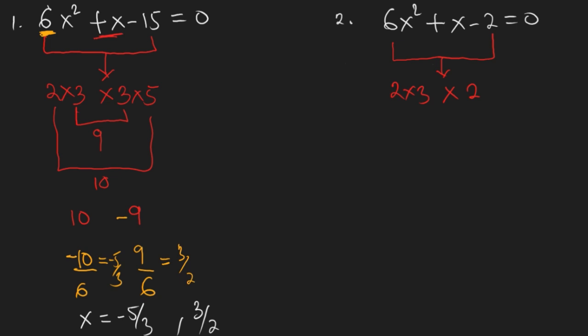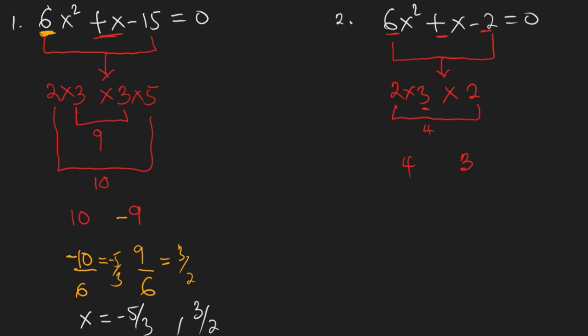Okay. So now if I multiply this, I get 6. 2 times 3 is 6. 6 times 2 gives me 12. So which two numbers can I multiply such that when I multiply, I'll get 6 times negative 2, giving me negative 12, and then when I add, I'll get positive 1. So here I can do 4 and then 3. So that's 4 and 3.